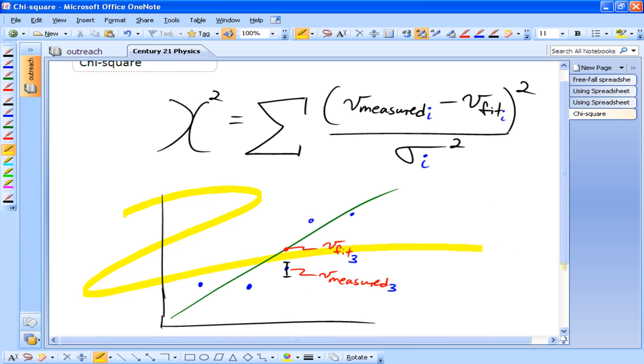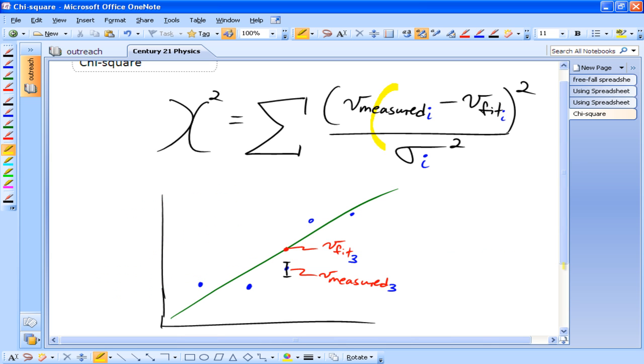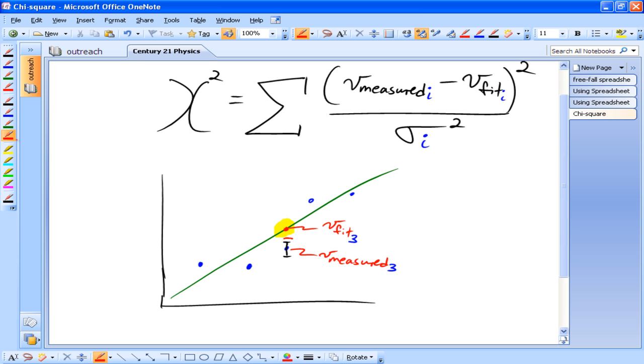Let's look at this graph down here and see how each of the terms in our formula actually is represented on the graph. You can see here the third data point. This would be the V fit, the value of the fit at the third data point, and this subscript i is representing the ith data point, third one in this case. And then here is the value of the measured data. This data point has an error bar, and that is represented by sigma 3. The numerator of the chi-square equation is this difference between the fit and the measured data point.